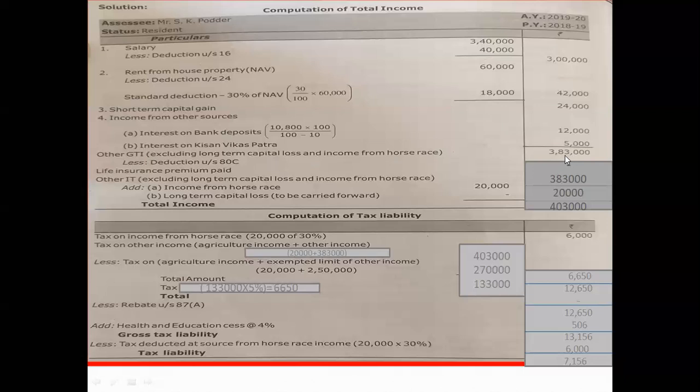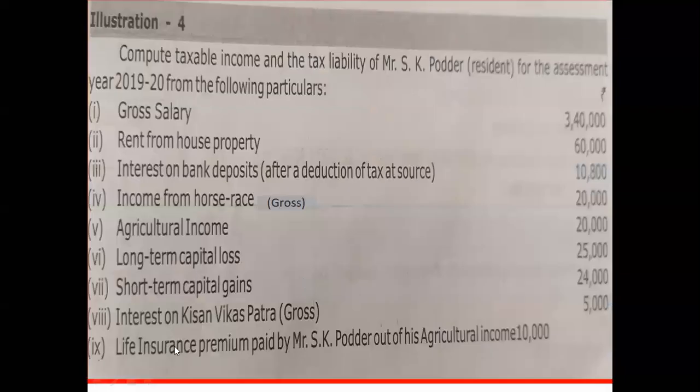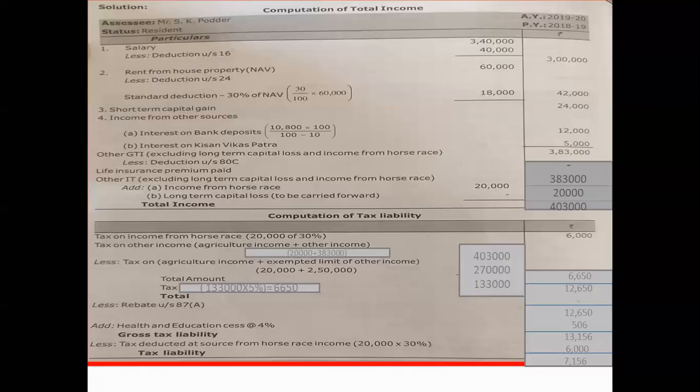Now we need to claim deductions under section 80C to 80U. So only one amount we have, that is the expenditure, the life insurance premium paid by Mr. S.K. Poddar out of his agriculture income, rupees 10,000. This can be claimed as a deduction under section 80C only if it is paid from taxable income. But he has paid the life insurance premium out of tax-free income, so we are not going to take it for the deduction, or he is not eligible to claim the deduction. So the deduction amount under 80C is nil.